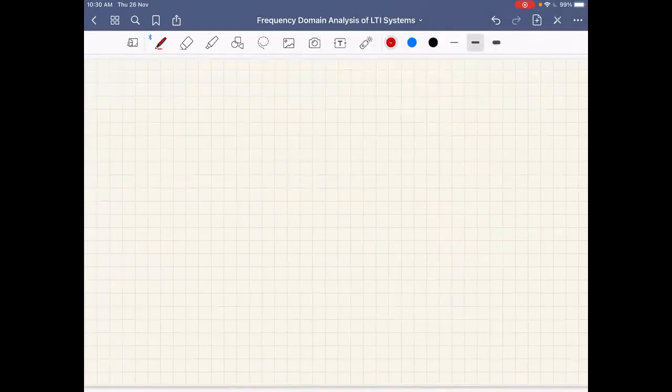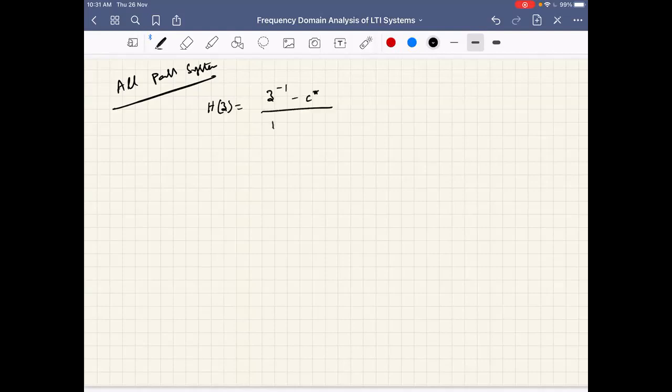Okay, so now, before any further discussion on minimum phase system, let us define the all pass system. What do you think is an all pass system? As the name indicates, it passes all the frequencies. So to pass all the frequencies, its magnitude spectrum has to be 1 for all omega. Okay, so let me define it. This is a typical definition.